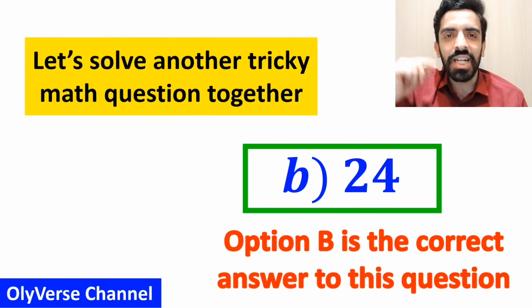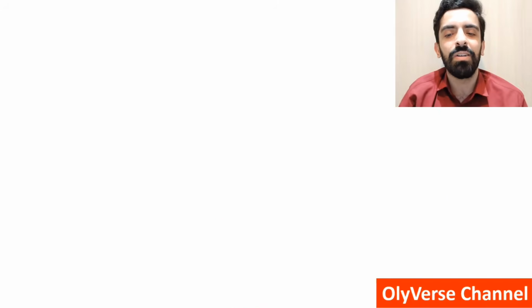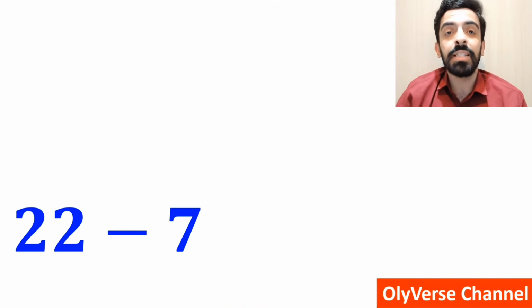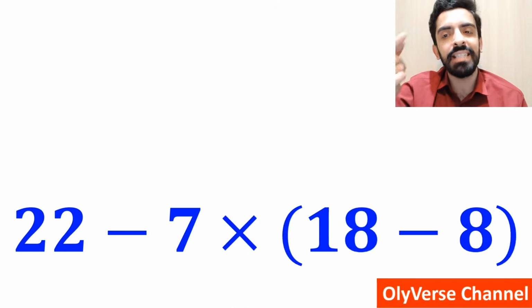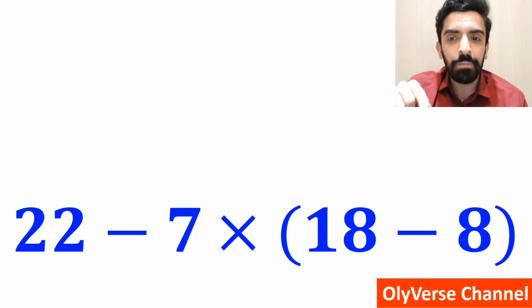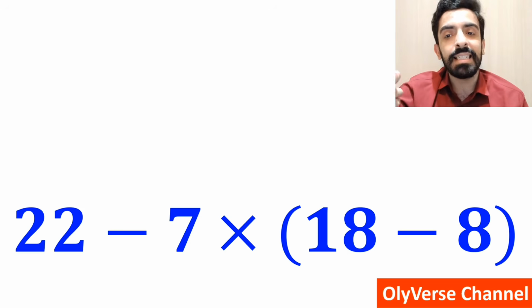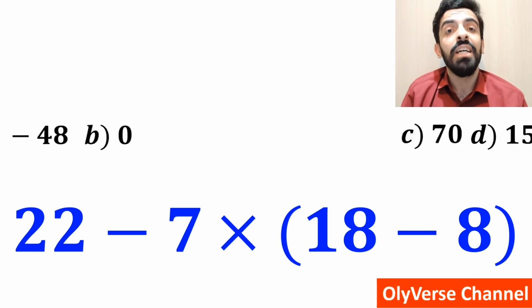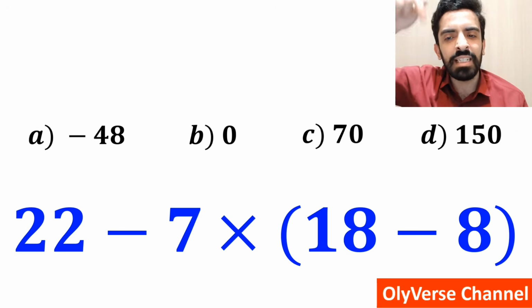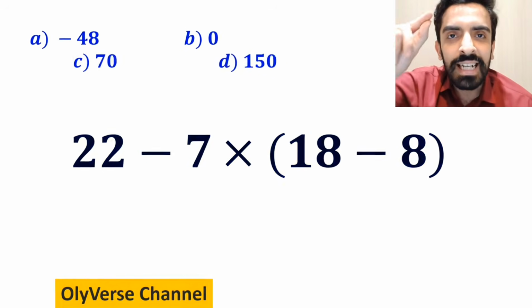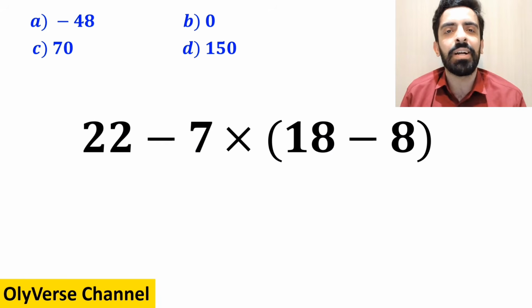Alright, now let's solve another tricky math question together. What is the value of the expression 22 minus 7 multiplied by open parenthesis 18 minus 8 close parenthesis? Which option do you think is the correct answer to this question? Let's take a closer look and solve it together.